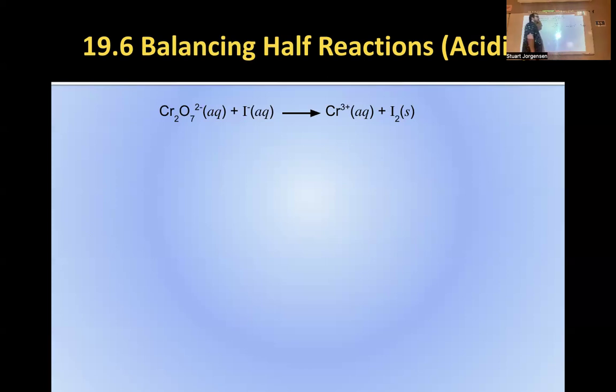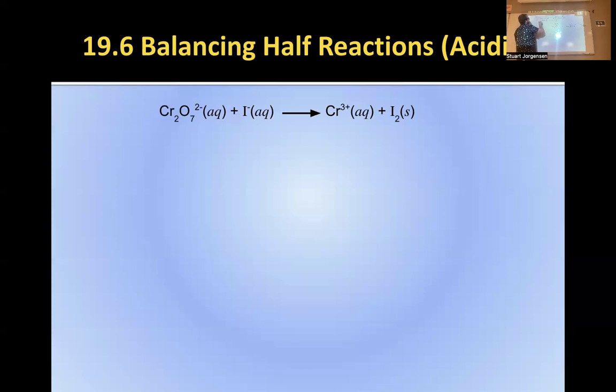But wait, I hear you cry. Where did the hydrogens come from? They came from the acid. We've got a strong acid floating around that we know wants to donate H+. Pro tip, your H+ are always going to go on the side with the electrons, because we've got another way we can double check this, right?